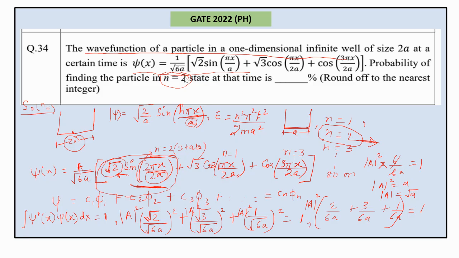I'll repeat the question one more time. It was given to us that the wave function of a particle in a one dimensional infinite well of size 2a at a certain time is given. What will be the probability of finding the particle in this state? First of all, you have to normalize this wave function. Since it is not normalized, you multiply it with the factor a. That factor will give you a value. Multiply the whole wave function with that value, and you will have a normalized wave function. And now you are asked to find the probability of this one. Just square the term attached with this state.